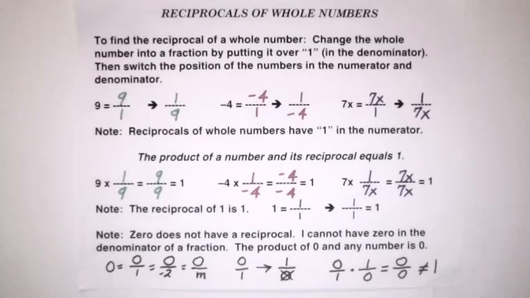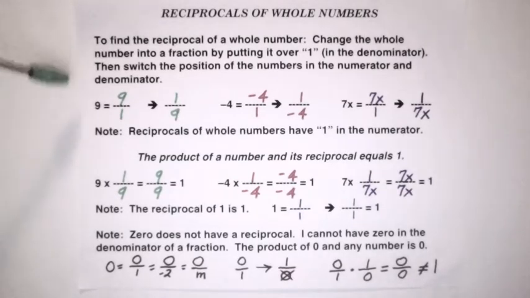Let me show you how to quickly and easily find the reciprocals of whole numbers. To find the reciprocal of a whole number, change the whole number into a fraction by putting it over 1. So you're going to have 1 in the denominator. Then you switch the positions of the numbers in the numerator and the denominator to find the reciprocal. Let's look at these examples.